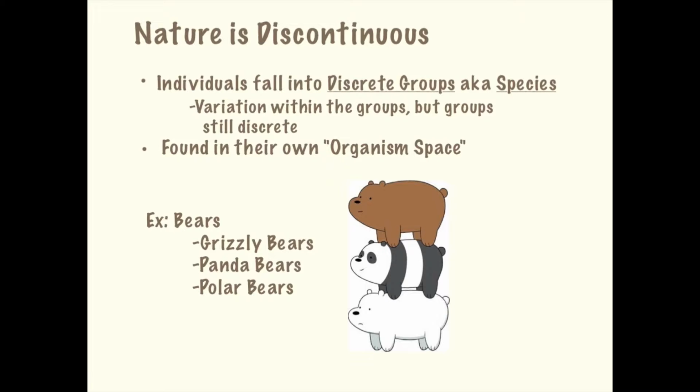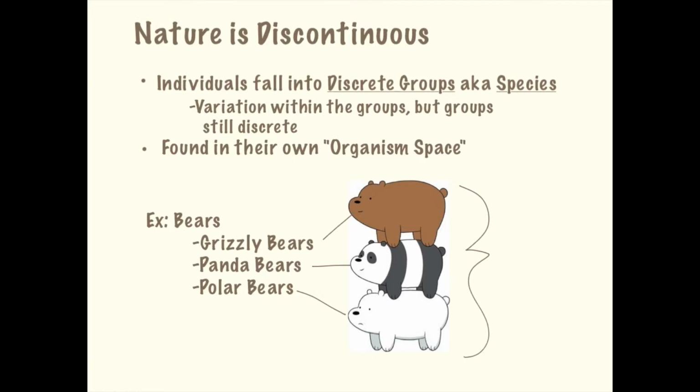Nature is discontinuous due to the fact that evolution has caused numbers of different species to develop from one single species. These species are discrete groups or clusters that each individual can be classified into. Each group is discrete from each other and has its own organism space. They're discrete as they do not blur into one another. There is variation within a single cluster, but they remain discrete.